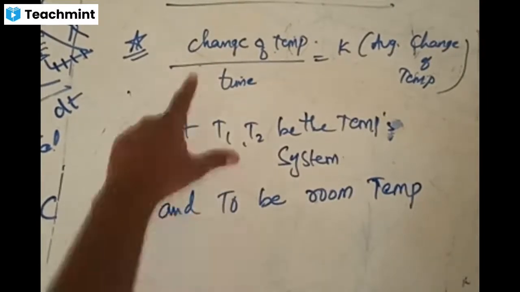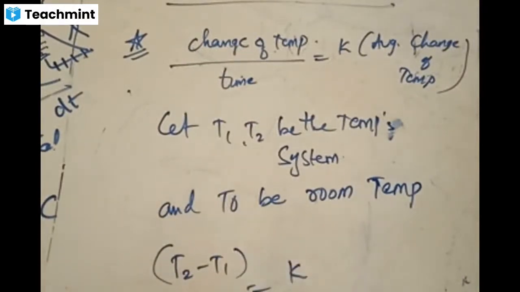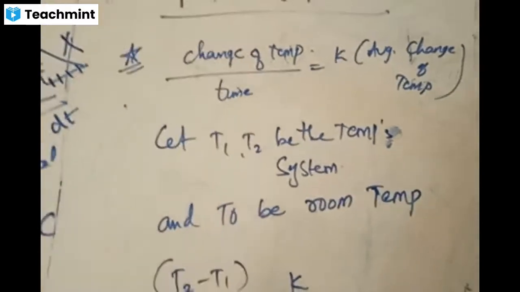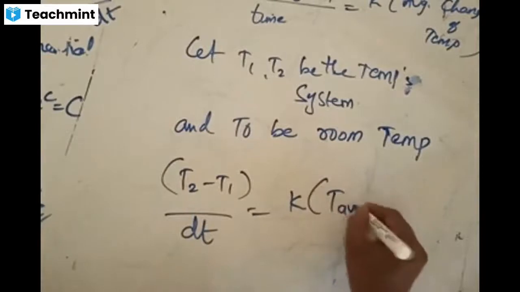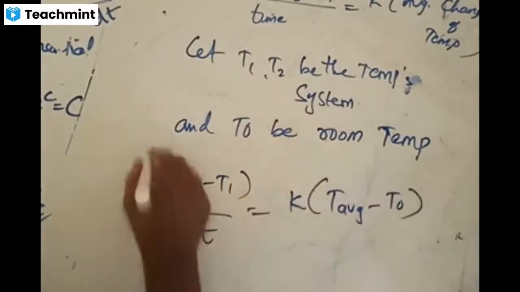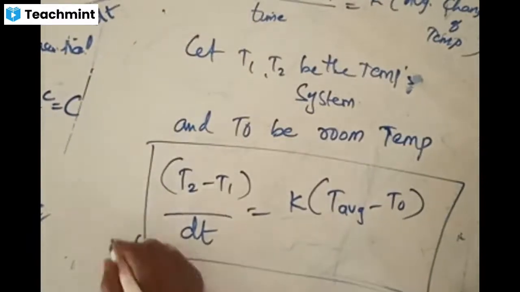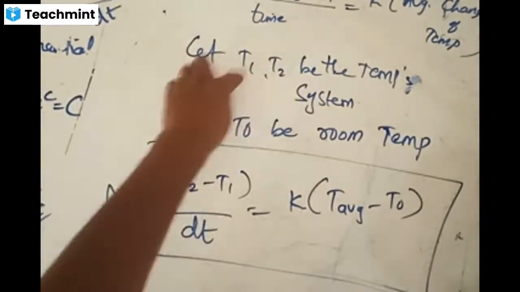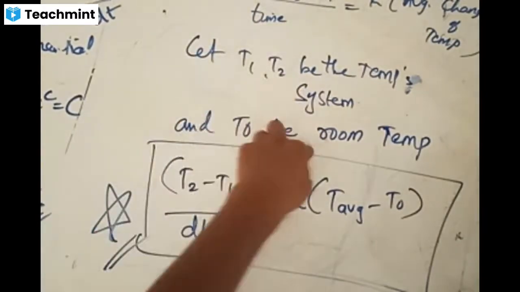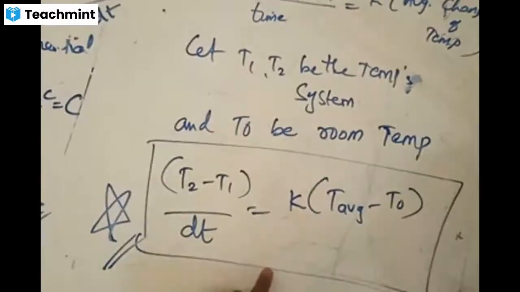Yes. Then we'll write this formula like this: T2 minus T1 by dt is equal to K into T average minus T0. What is T average here? Remember this formula. Important formula. Solving problems is based on this formula. If T1 and T2 are the temperatures of the system and T0 is the temperature of the surrounding, that is room temperature, then Newton's law of cooling is given by this formula.